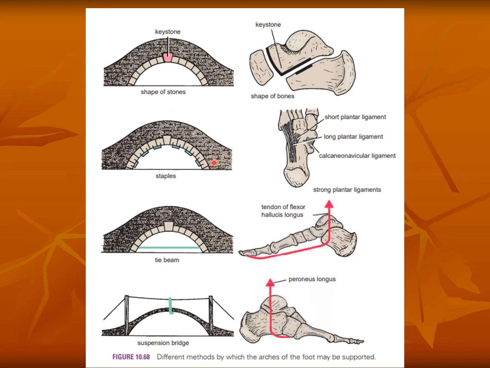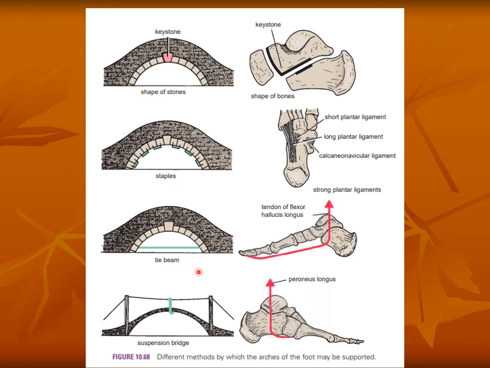The second is the arrangement of the ligaments, like in the sole the short and long plantar ligaments and the calcaneonavicular ligament. All the other ligaments which we are going to discuss act like staples. Just like a stapler, once we connect the structures together, these ligaments keep the bony structures together, and they act as staples.